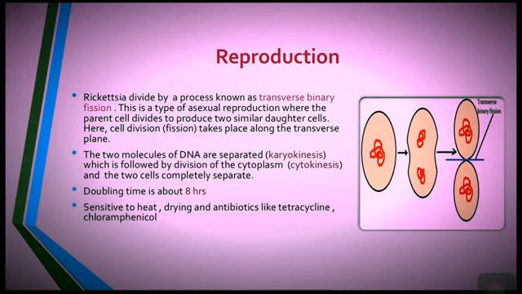Generation time: the one cell becomes 2. The time taken by a cell to become 2 is called the doubling time or the generation time. The generation time here is 8 to 10 hours. They can be inactivated by means of physical and chemical agents. They can be destroyed at 56 degrees centigrade.